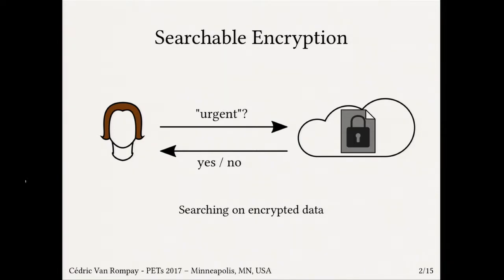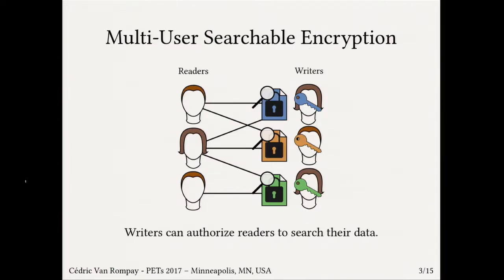In this talk, we'll mostly focus on this kind of simple search query: is this keyword contained in the document? In this paper, we study the security of multi-user searchable encryption, or MUSE for short, that denotes searchable encryption with a large number of users that we split into two groups, the writers and the readers. The writers upload encrypted data to the server, and they can choose which readers are allowed to search their data.